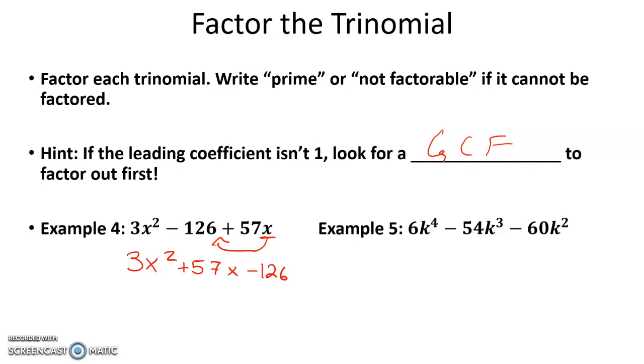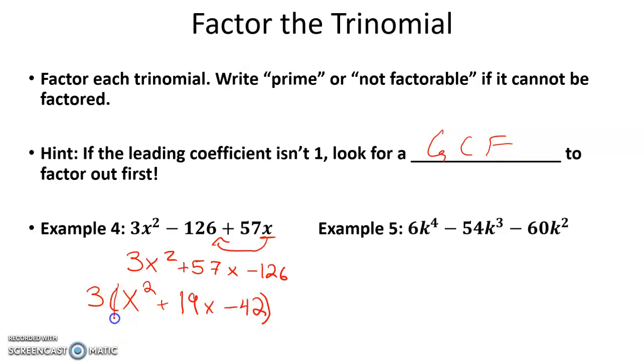Well, you see that you have this 3 out front, and we haven't really been dealing with ones with numbers out front. So what we're going to do is take a GCF out. If you notice, 3, 57, negative 126, all of them are divisible by 3. So I can take a 3 out. Inside, I'm left with x squared plus 57 divided by 3, which gets you plus 19x, and then 126 divided by 3 gets us negative 42, okay?